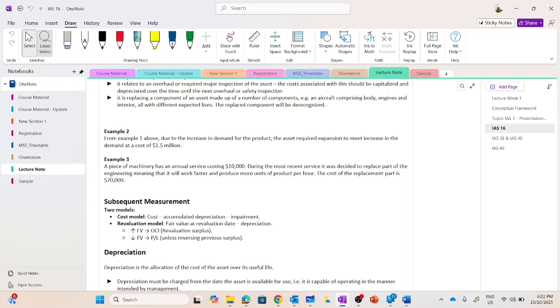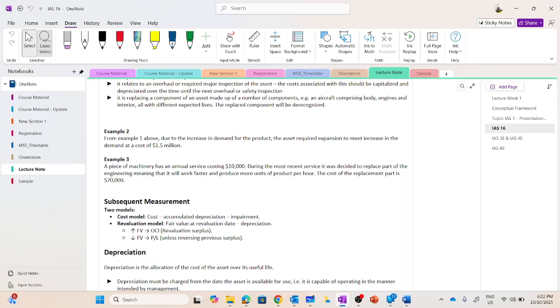Then we are going to capitalize the $20,000. We are going to include it as an asset. So this is the concept we need to know, and then about the subsequent expenditure. For the IAS, we are going to cover how we can deal with the subsequent expenditure.